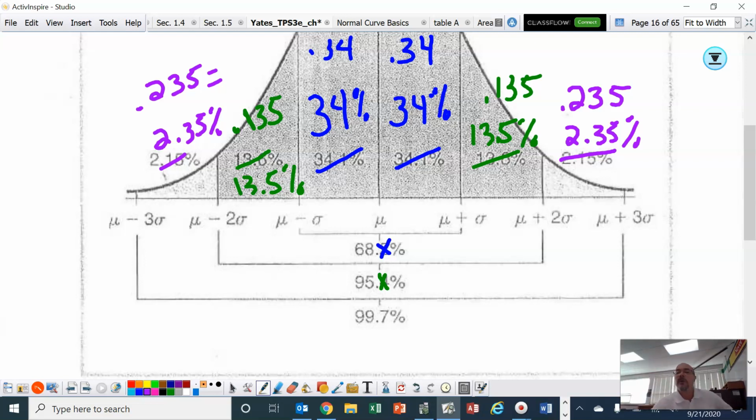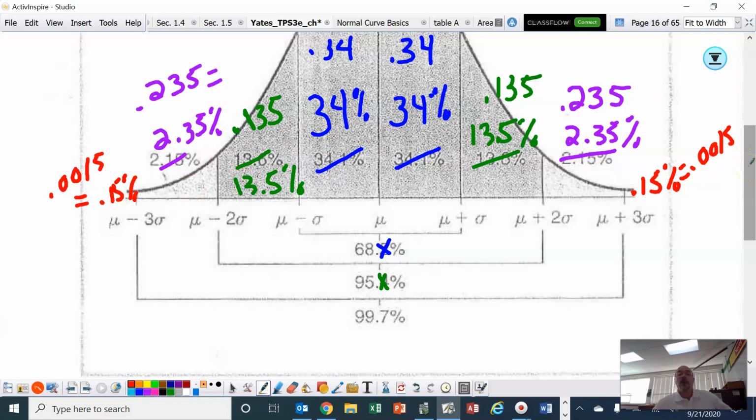And then we do have just a teeny bit left in the tail. If you remember, this has to add up to 1. So in the tail, this would be 0.15%. And the decimal for that would be 0.0015. Same thing on the other side. This would be 0.15%, and the decimal for that would be 0.0015. And if you add those decimals up, they do add up to 1.